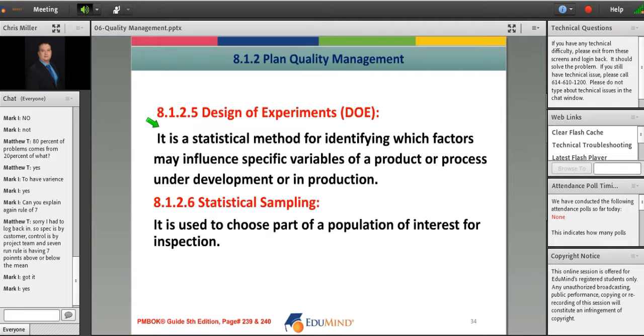All right, design of experiments we talked about. It's a statistical method for identifying which factors may influence specific variables of a product or process under development or in production. And then we talked about statistical sampling last weekend as well. It's used to choose part of a population of interest for inspection. There's a couple of types of testing you can do, right?